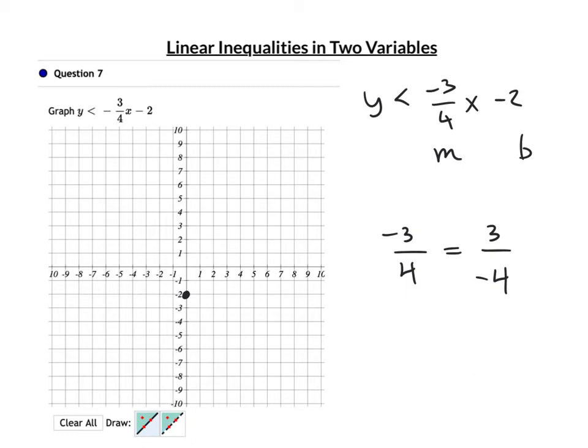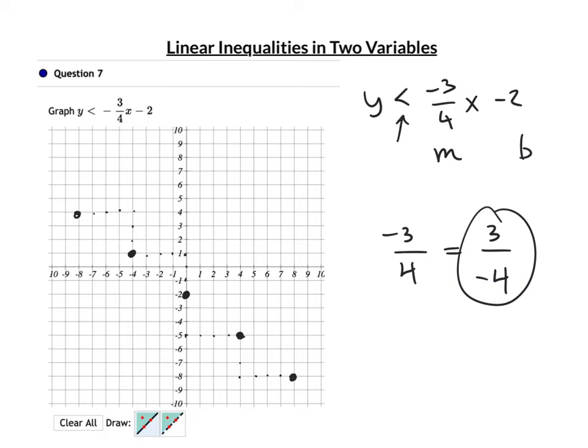I'm going to go -3, rise -3, that's down 3, 1, 2, 3, there I am. And run +4, 1, 2, 3, 4, and there I am. If I do the second one, I would rise +3, 1, 2, 3, and run -4 to the left. 1, 2, 3, 4. Up 1, 2, 3, 1, 2, 3, 4.